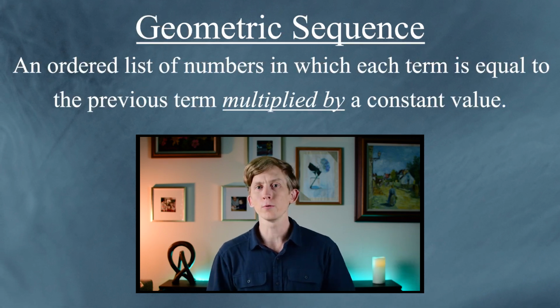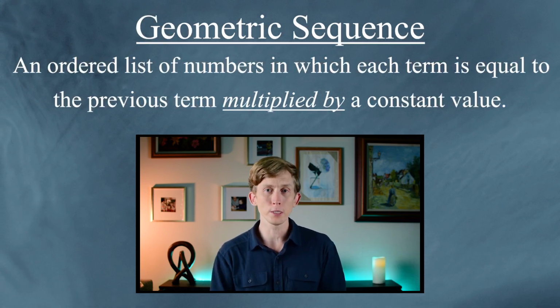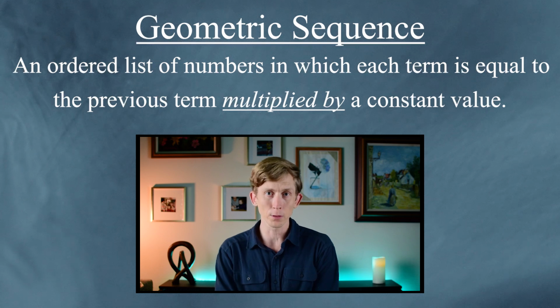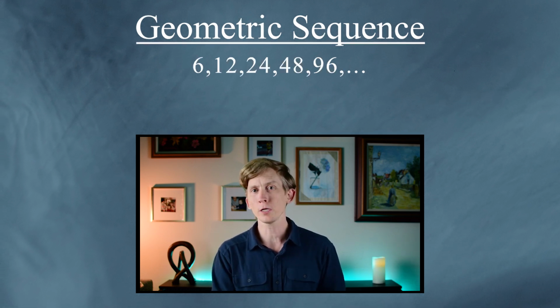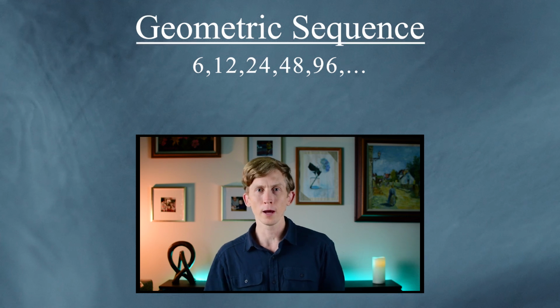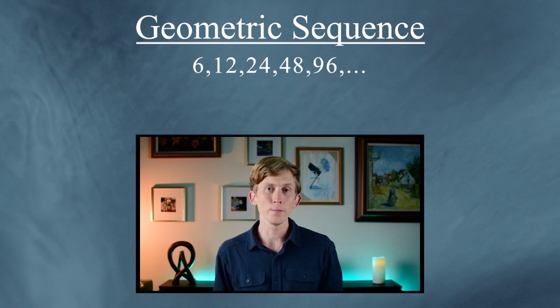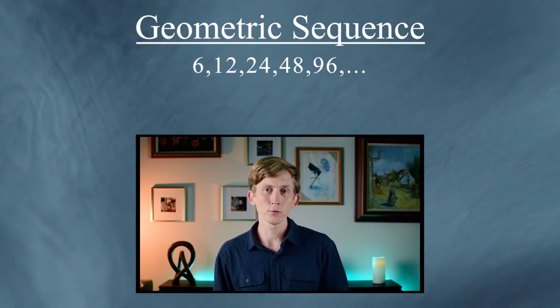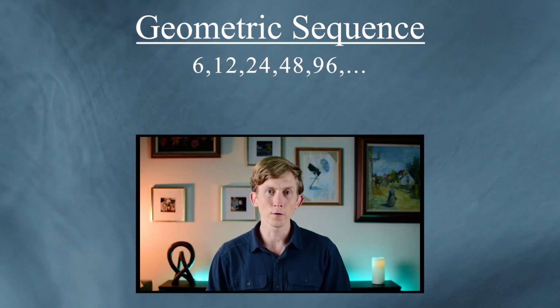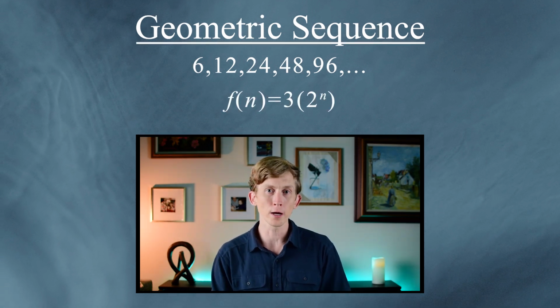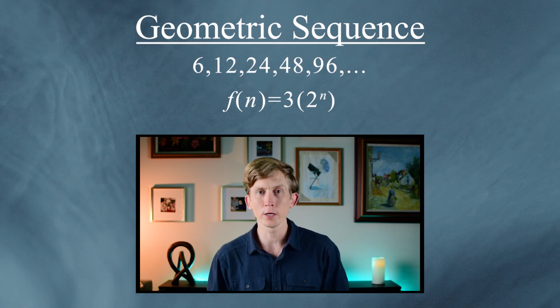A geometric sequence is an ordered list of numbers in which each term is equal to the previous term multiplied by a constant value. For example, the sequence 6, 12, 24, 48, 96, and so on is geometric because each term is equal to the previous term times 2. Notice that this sequence can be defined by f(n) = 3 × 2^n, which is an exponential function.